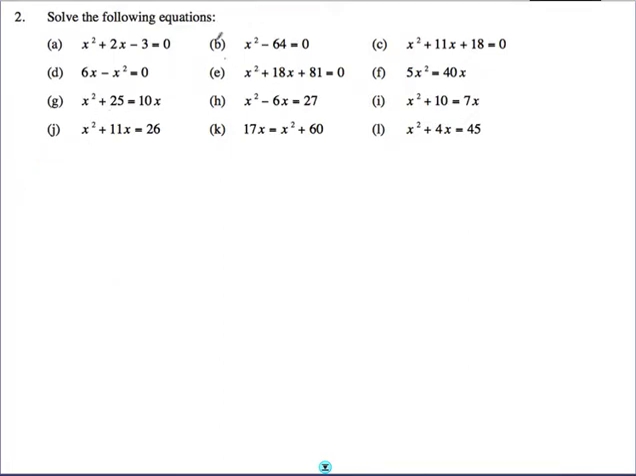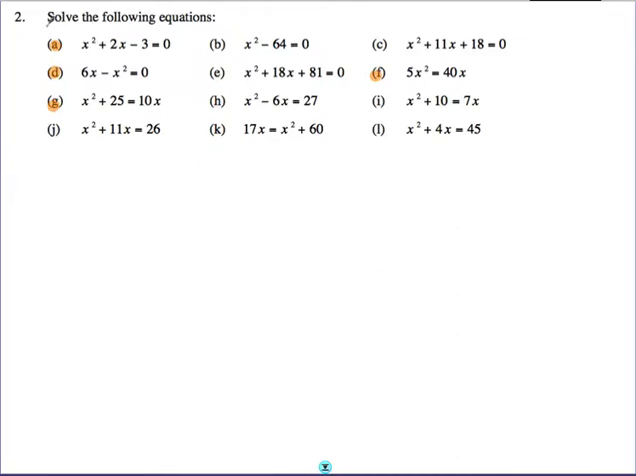Question 2. Solve the following equations. I am going to be looking at some of the interesting ones. I find the first one interesting, this one, this one and this one. Okay, let's start. So, 2a.